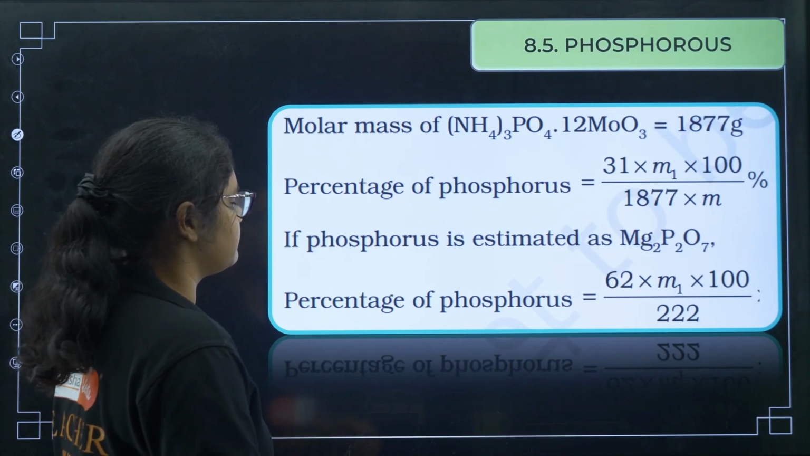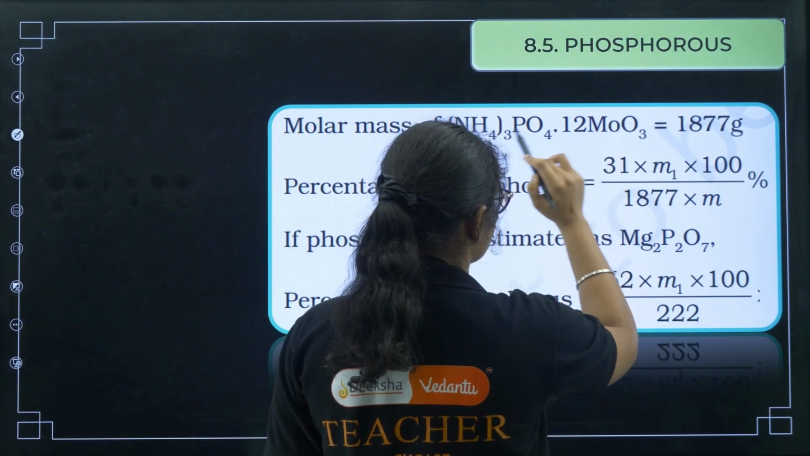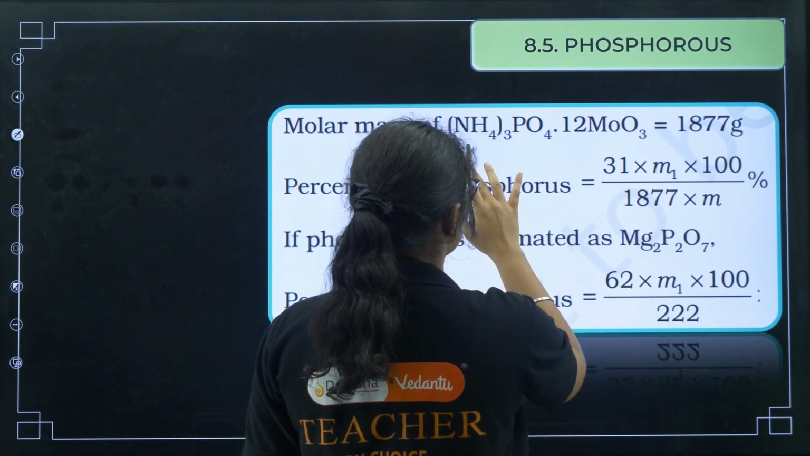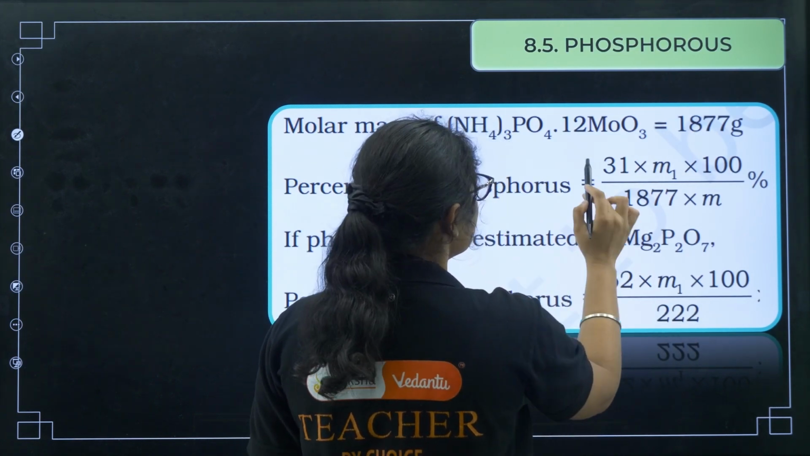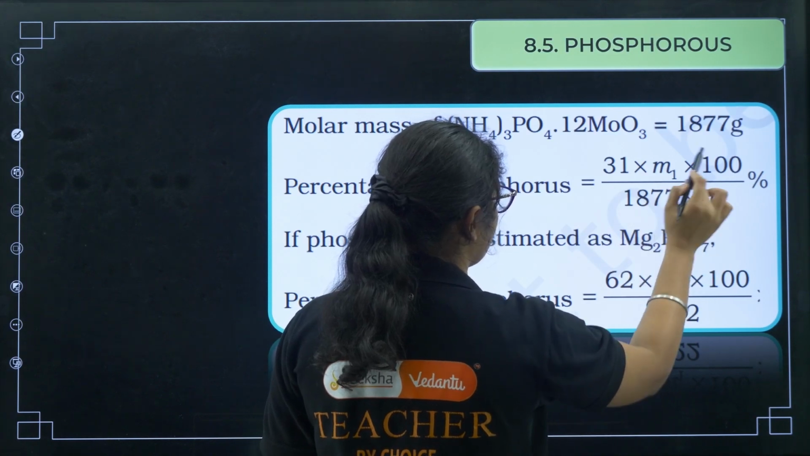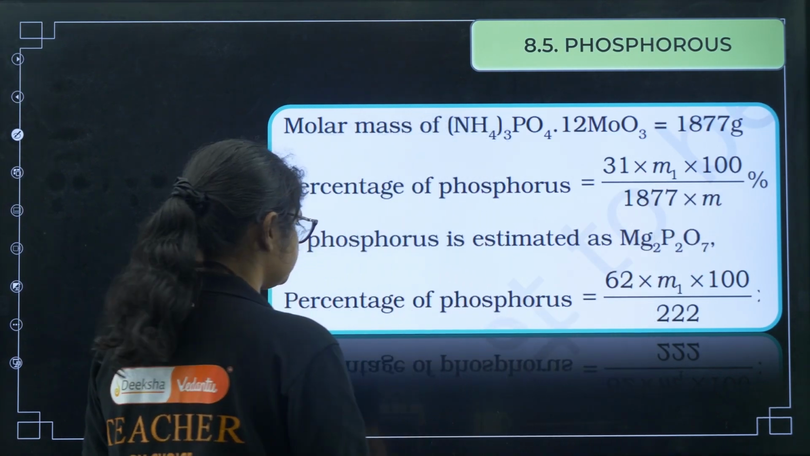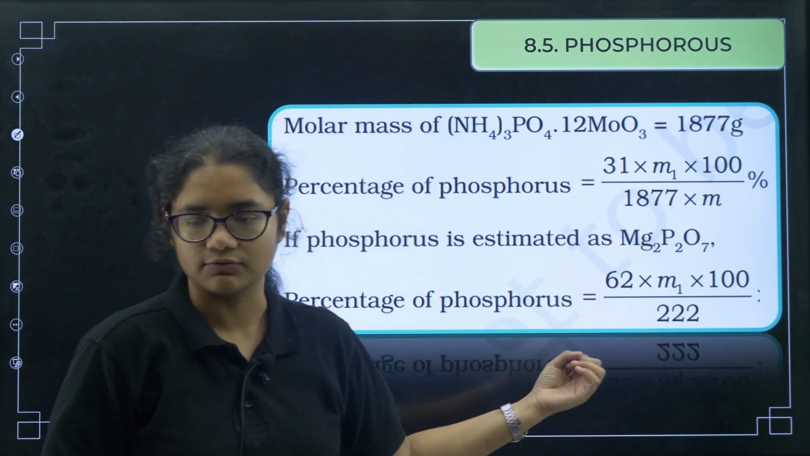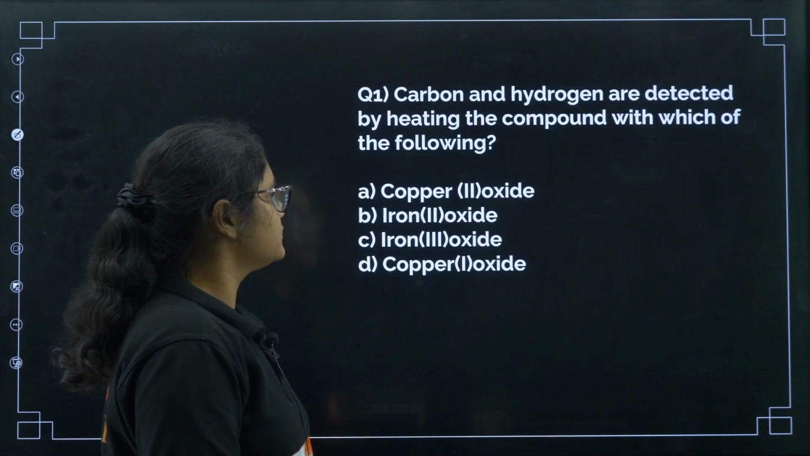In phosphorus we form this molybdate compound, whose mass is 1877 gram, and in this particular compound the phosphorus mass is 31. So 31 divided by 1877 into m1 divided by m into 100. And if it is estimated using magnesium, you have to use this formula. Okay, now we will do some questions.